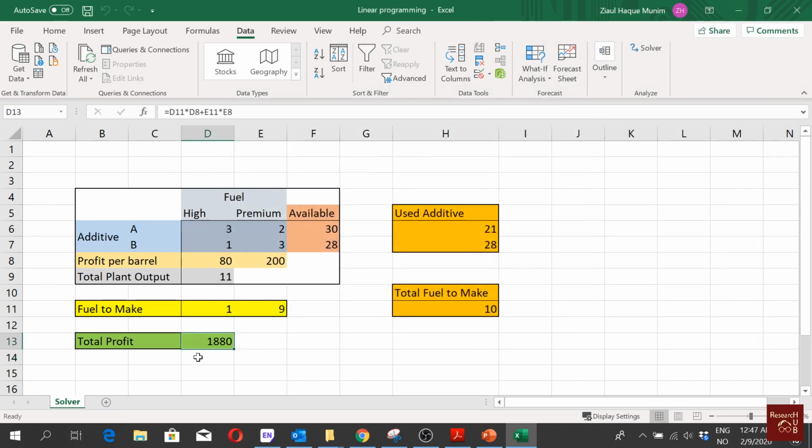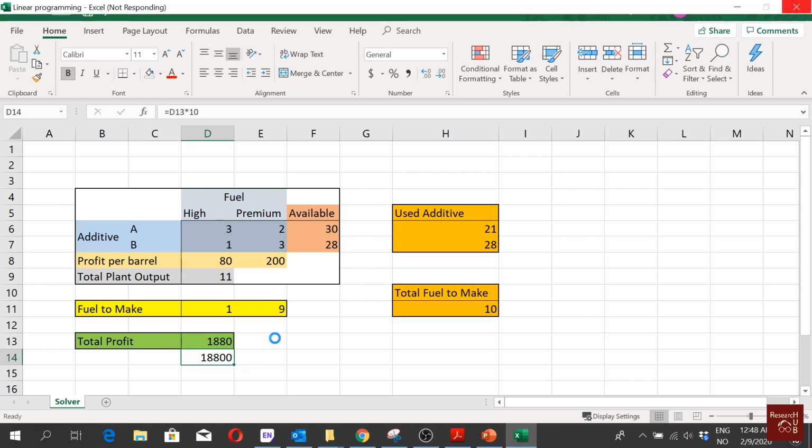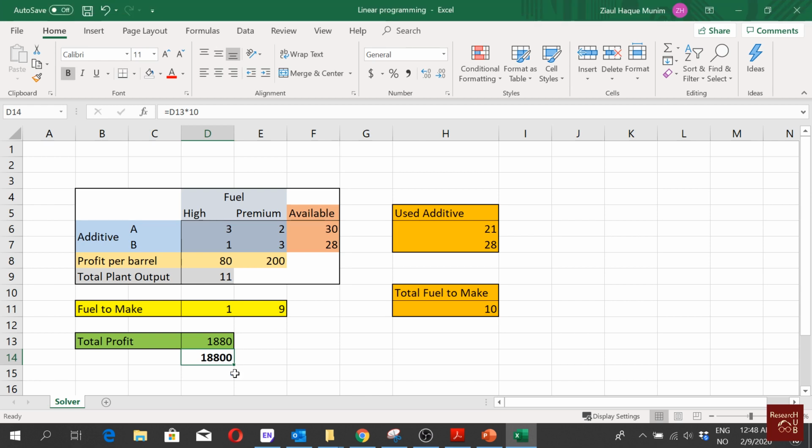This is our profit. Actually, we have to multiply this by 10. If you remember, we divided our constraints by 10. So this is our real profit. Our solution changed a little bit. When we did not consider integer programming, when we were not producing in lots of 10, we had a maximum profit of 19,000, but we have now 18,800, so our profit reduced a bit.